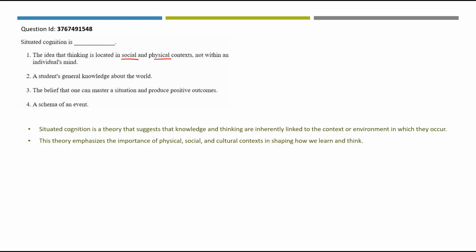So the right option that fits situated cognition will be option number 1. Situated cognition is the idea that thinking is located in social and physical context, not within an individual's mind. So when I am left in a different environment or in a different cultural context, my thinking might differ.